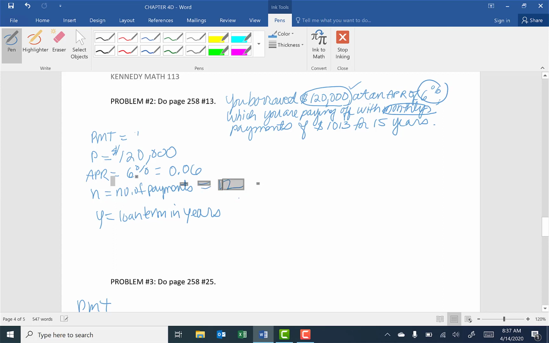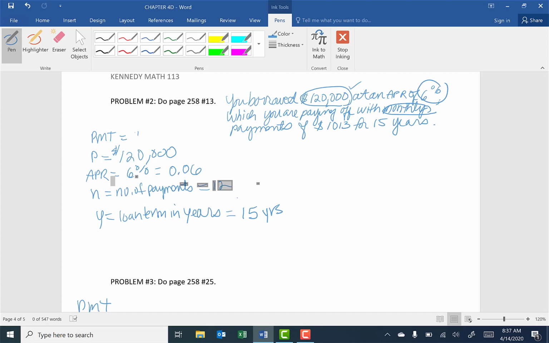I'm not sure why this is doing those funny boxes, so let me try to erase some of this and get back to the pen. So N is equal to 12 because there's 12 monthly payments. Okay, now Y equals the loan term in years, and it is for 15 years. So we will go with 15 years. That's what part A is, just identify everything.